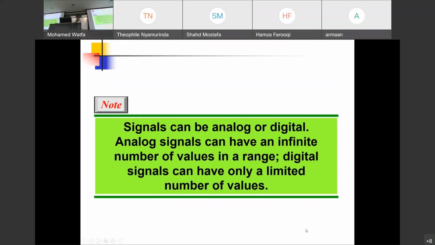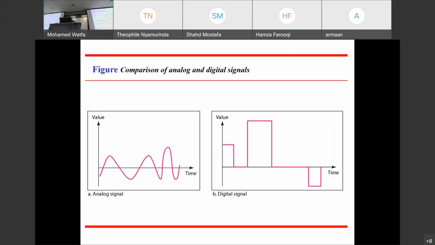So as I said, signal can be either analog or digital. When I talk about analog, I talk about continuity, so an infinite number of values. Okay, so it's continuous, as I said, versus discrete. And digital signals typically have a limited number of values. Typically, again, digital would be 0, 1. It's not always 0, 1. It could be 0, 1, 2, 3, 4. You can have different levels. Okay, so that's the idea of digital.